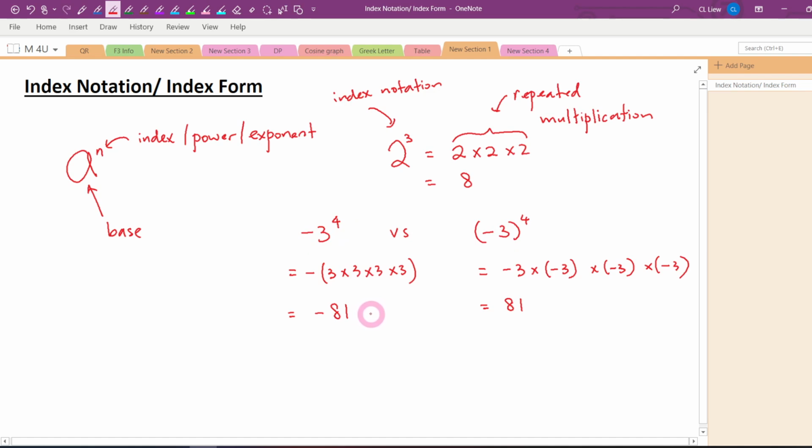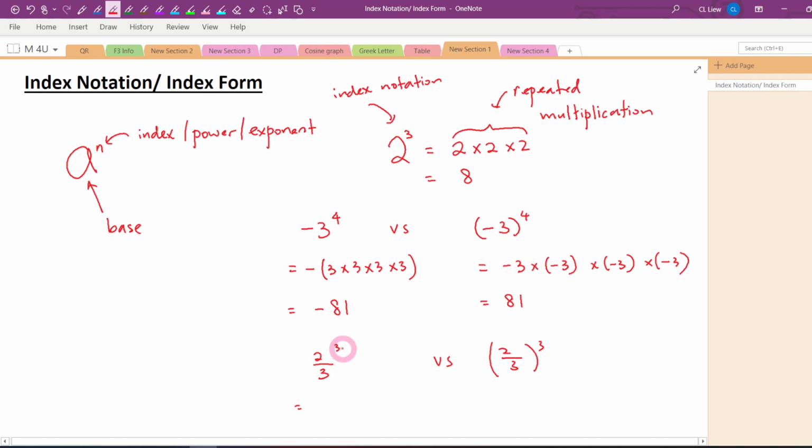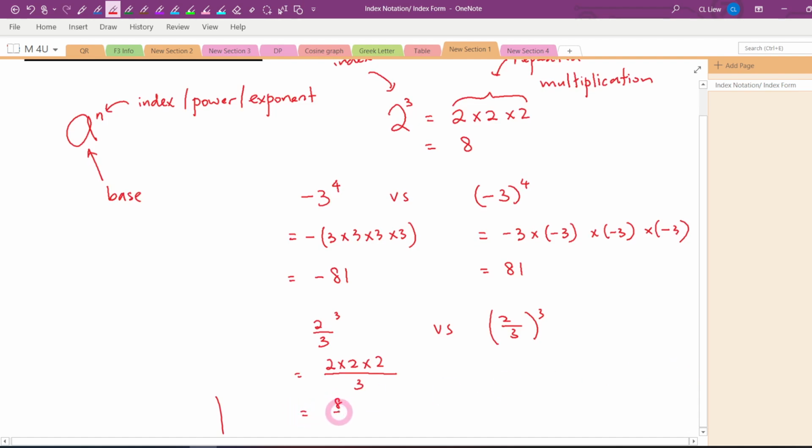So how about fractions? For example, 2 over 3 power 3 compared with 2 over 3 power 3. These two also mean different things. If you write like this, people would just assume that the 2 is raised to the power of 3, which means 2 times 2 times 2, or we can say 2 cube. Oh, sorry, this should be 2. And the 3 only 1 time. So the answer will be 8 over 3.